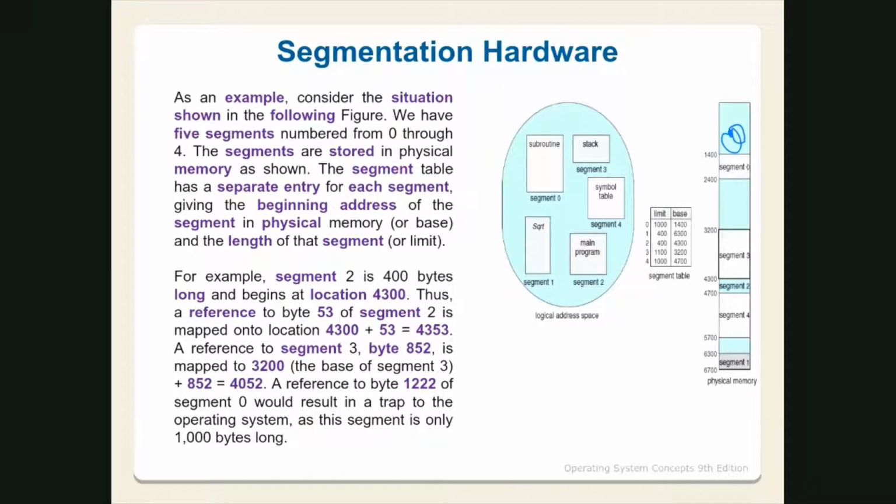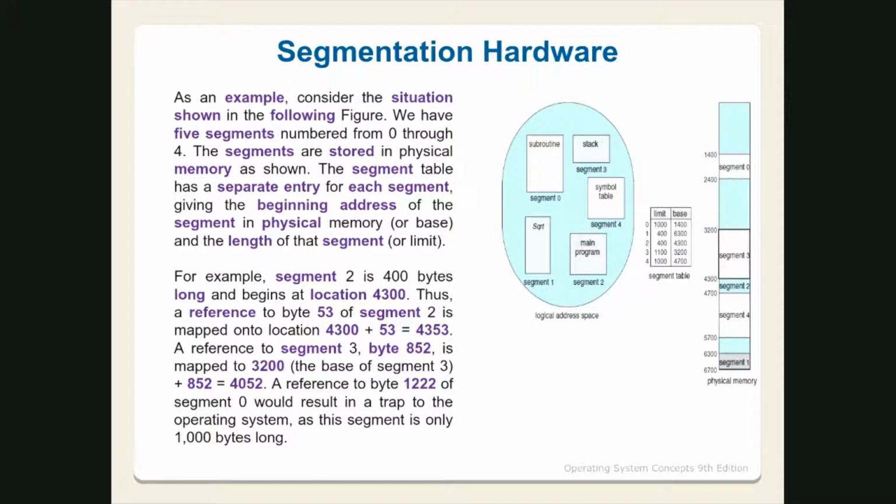See, segment 0 here and segment 1 somewhere. Yeah, this is segment 1. I think this is segment 4. This is segment 2. This is segment 3. Don't look into the blue color one. The blue color one is either assigned to the operating system or to the process, so I'm not going to bother about it. Let's consider this example shown in this figure. We have 5 segments numbered from 0 to 4: segment 0, 1, 2, 3 and 4.